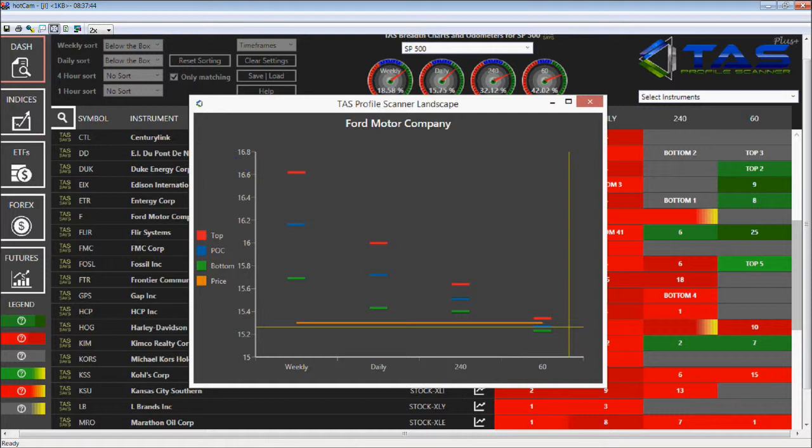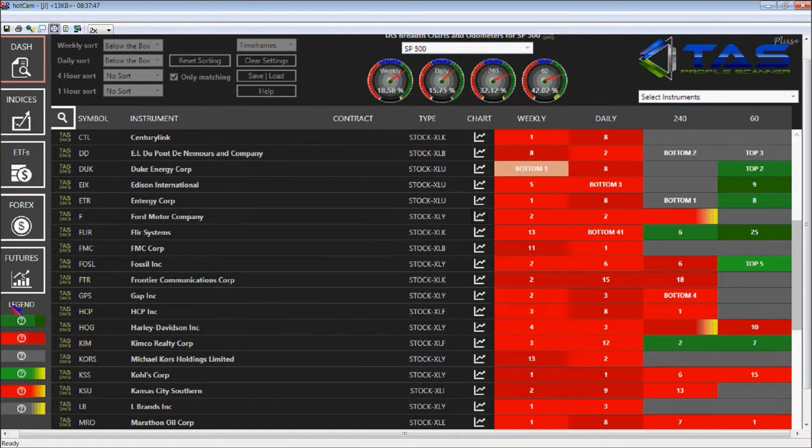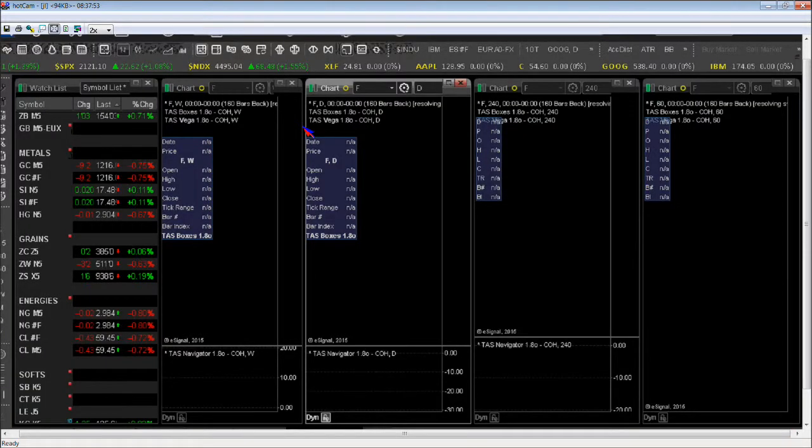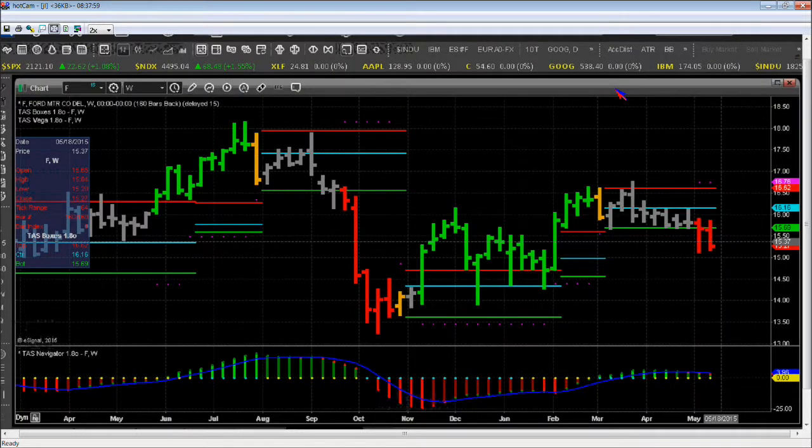And what we're going to do here is go to Ford, pull this up, and see what it looks like. I'm already looking at this from the bearish side without even having to look at the charts. And 15.69, we talked about that, and now we're getting into some lower numbers.